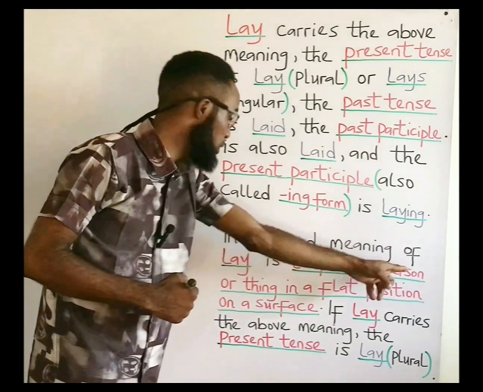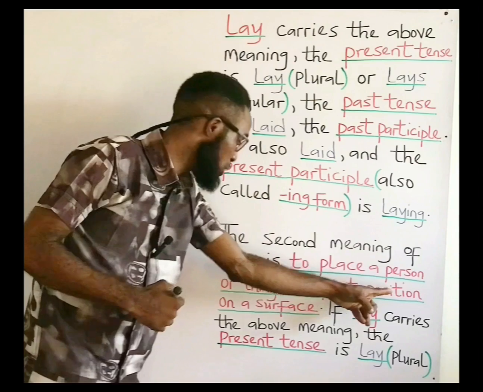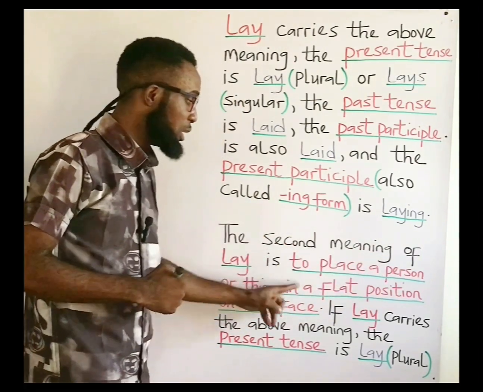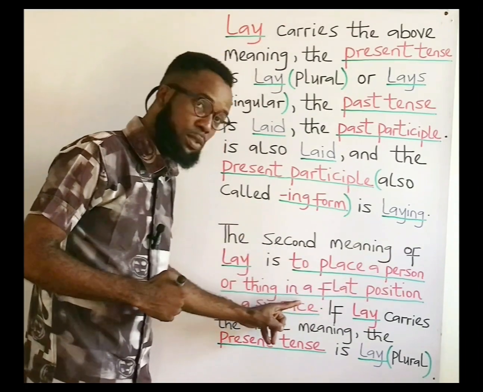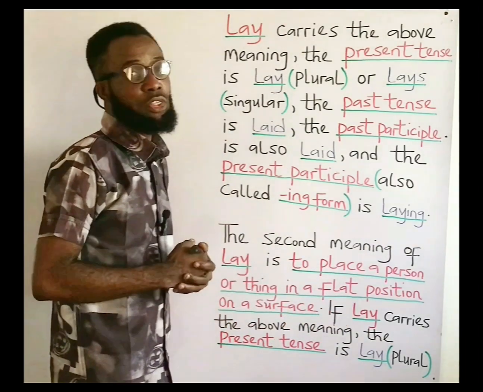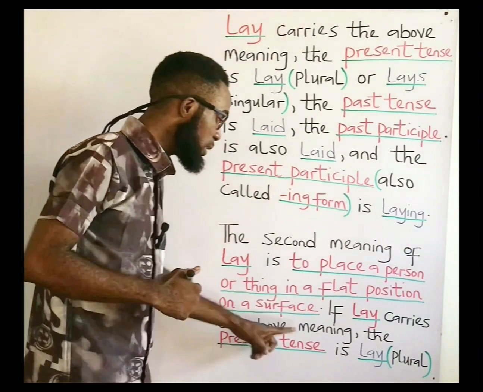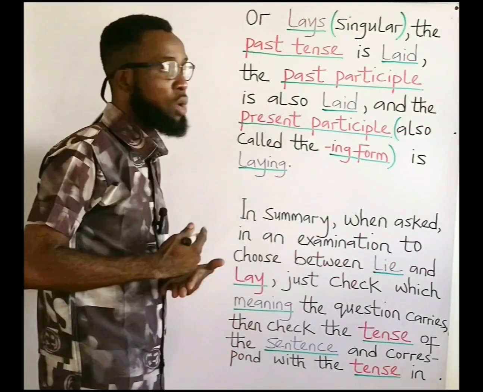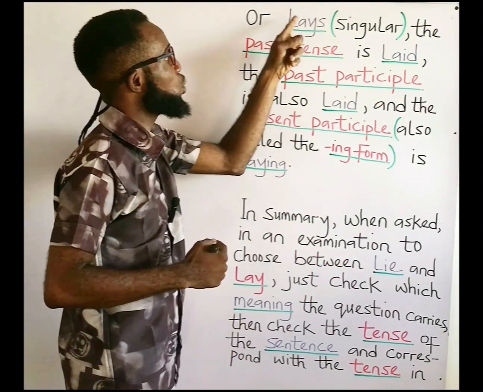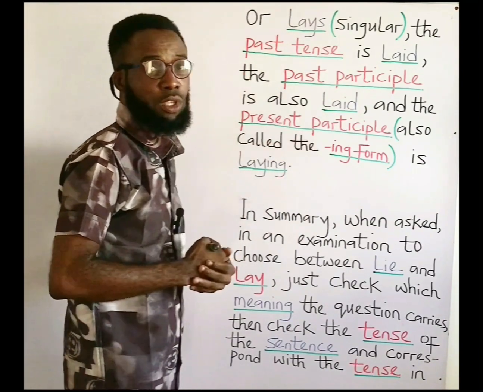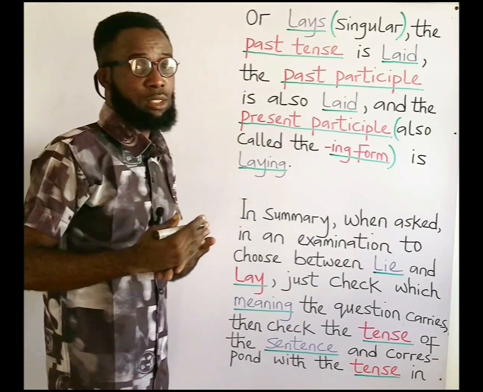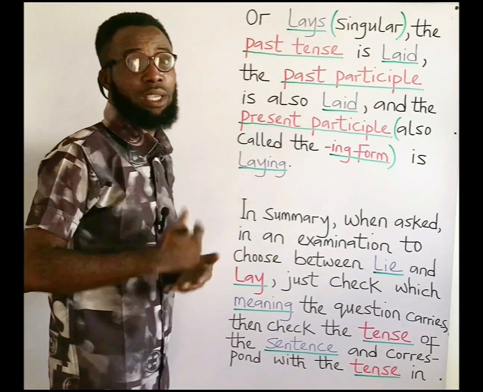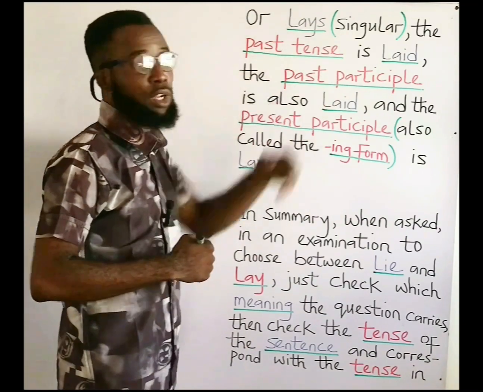The second meaning of lay is to place a person or thing in a flat position on a surface. If lay carries the above meaning, the present tense is lay, spelled L-A-Y, which is plural, or lays, spelled L-A-Y-S, which is singular.